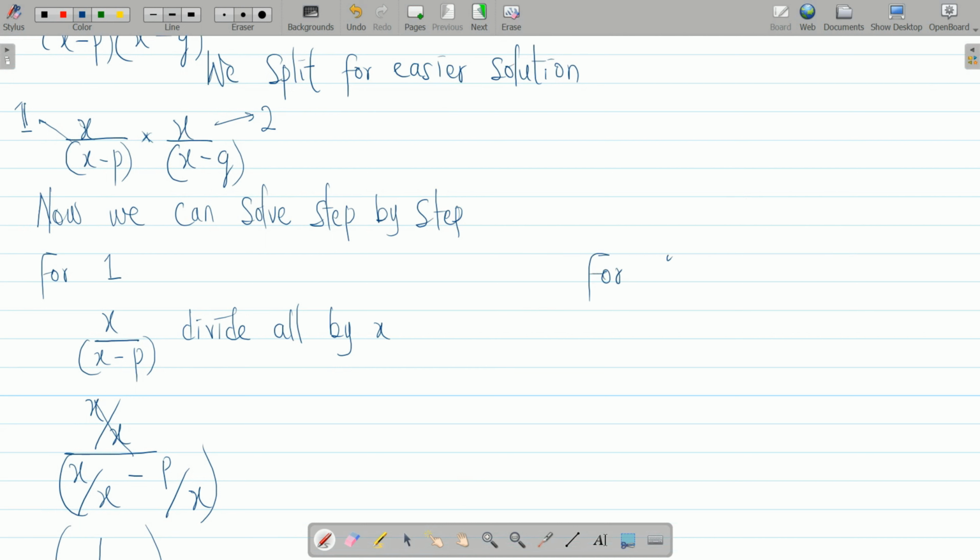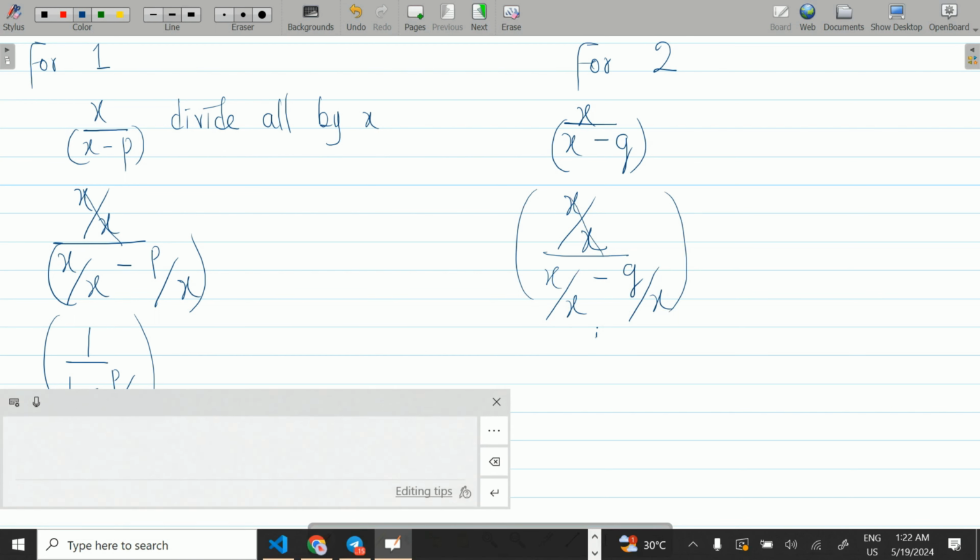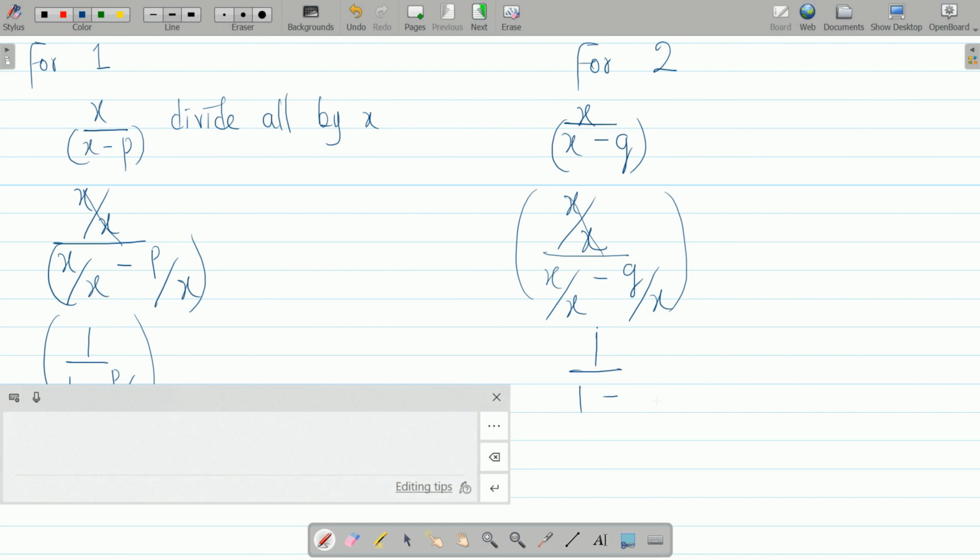Now we also evaluate equation 2, x over x minus q. We also divide all sides by x. Then we have x over x, and x over x minus q over x. x over x is 1, while q over x remains the same.